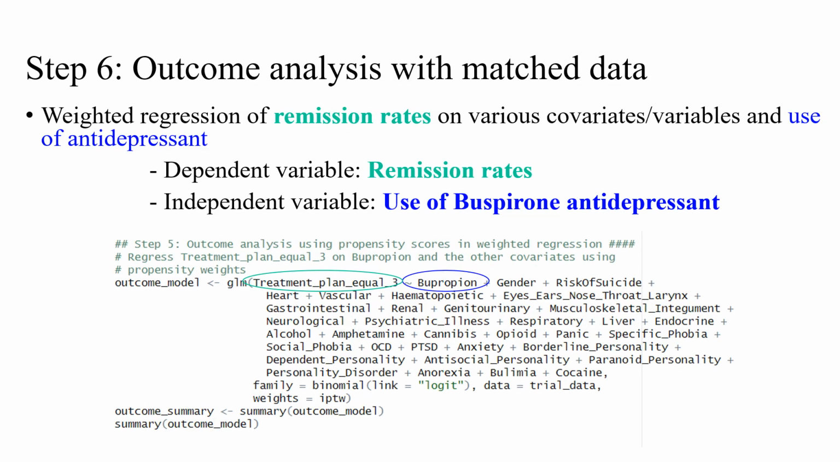We will carry out weighted regression of remission rates on various covariates and use of antidepressant. Here, as you can see, the dependent variable is now remission rates. The treatment variable, use of antidepressant, is now included as an independent variable. Now we will run our code and wait for the result.